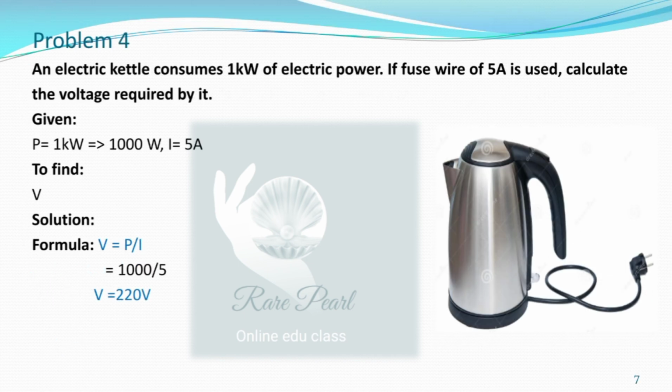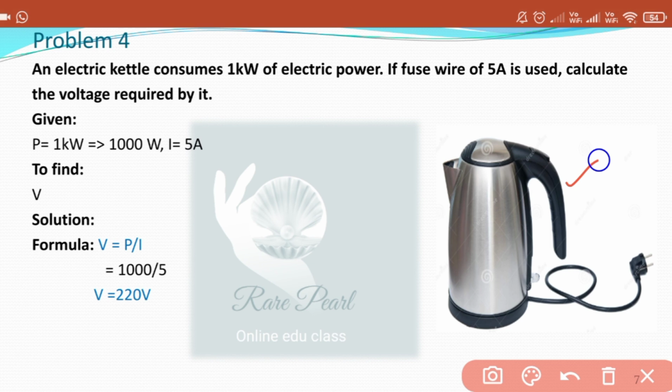An electric kettle consumes 1 kilowatt of electric power. If the fuse wire of 5 amps is used, calculate the voltage required by it. See here, we have been provided with an electric kettle. It has a plug point where it will be plugged into the socket to get 1 kilowatt of electric power. So power is given and current is given. The fuse wire current rating has been given as 5 amps. So we know I, we know P, and we need to calculate V, that is voltage.